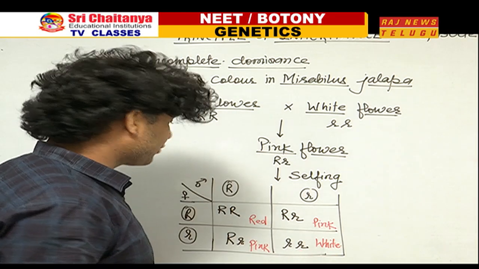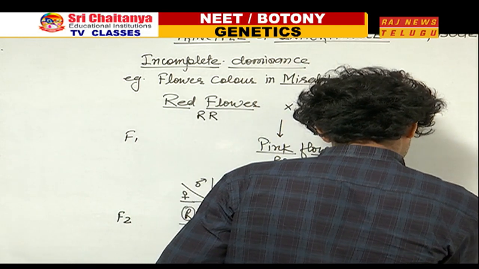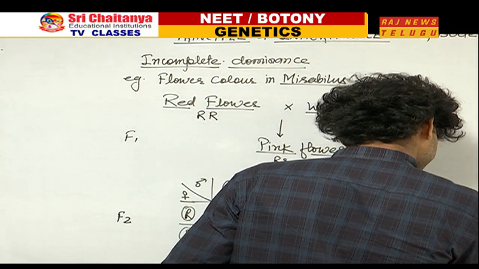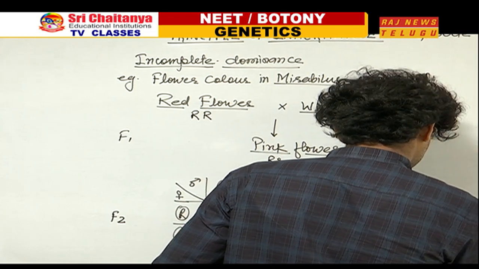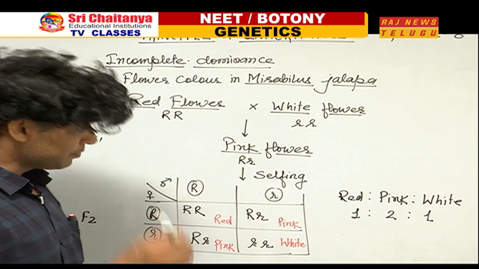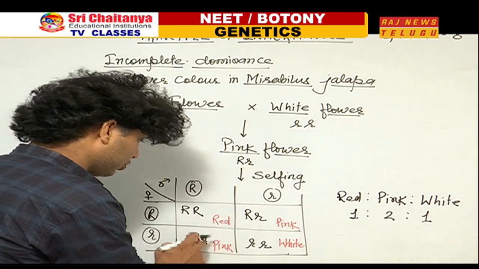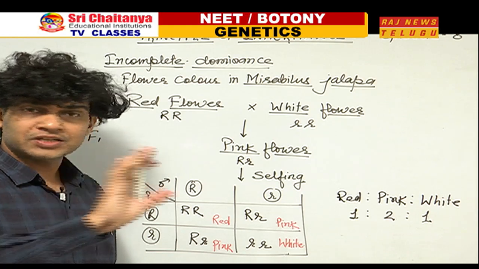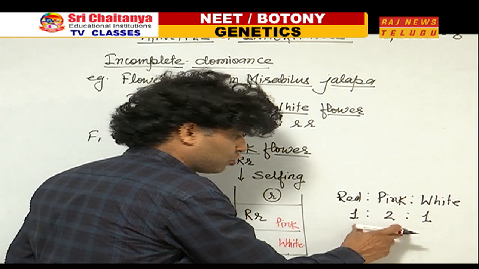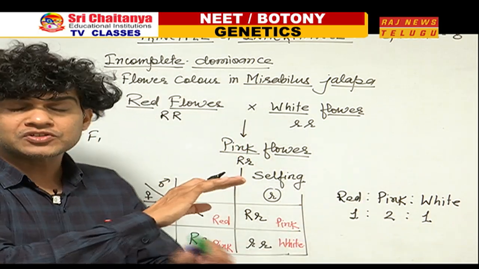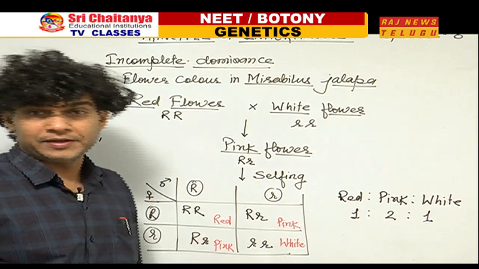In the F2 progeny, the phenotypic ratio that we obtain is red to pink to white, 1 to 2 to 1, while in Mendelian genetics the phenotypic ratio was 3 to 1. The genotypic ratio is the same, 1 to 2 to 1. It means in gene interactions the genotype does not change, only the phenotype, the external appearance, changes. Rather than 3 to 1, we now obtain 1 to 2 to 1, so we are deviating from Mendelian principles of inheritance. This is incomplete dominance. Why is it going on?